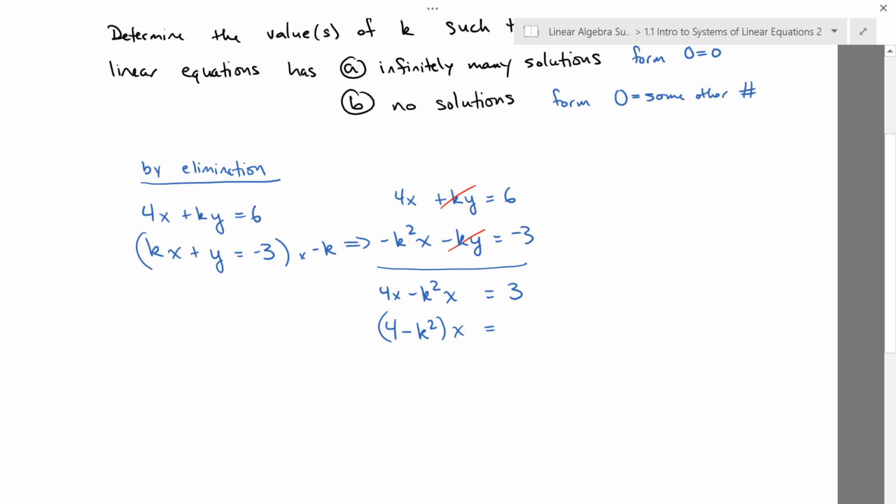Oh, I messed something up. What did I mess up? When I multiply by minus k here, what does that mean? Everything needs to be multiplied by minus k. So minus k times k gives me minus k squared. Minus k times y gives me minus ky. And then minus k times -3 gives me a plus 3k. Okay, so now when you add going down, this should be 6 plus 3k.